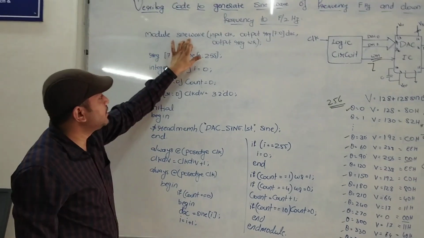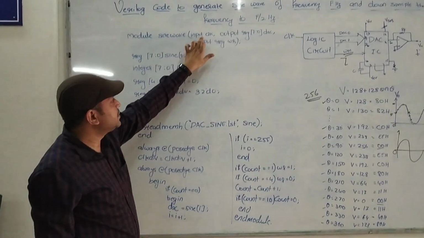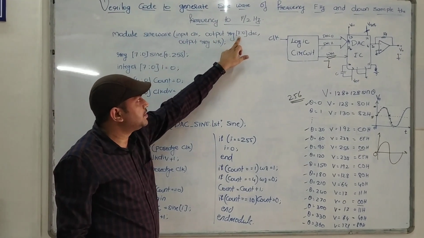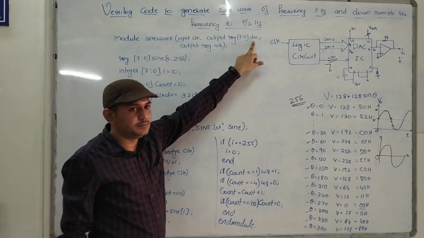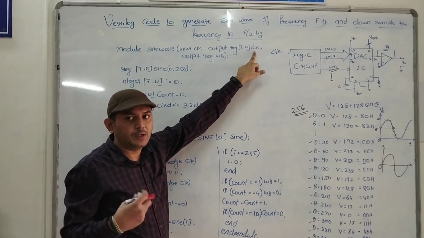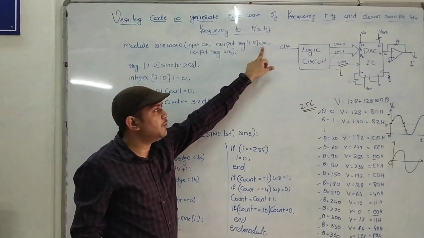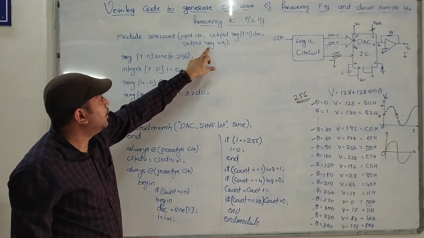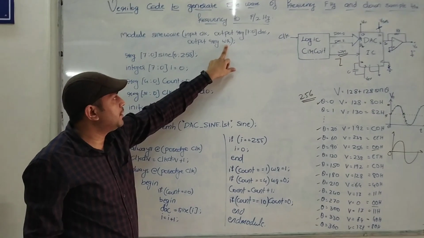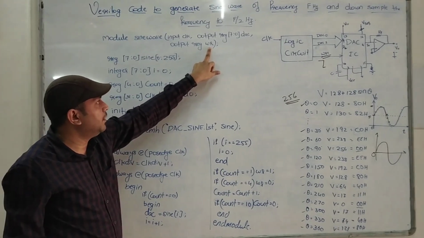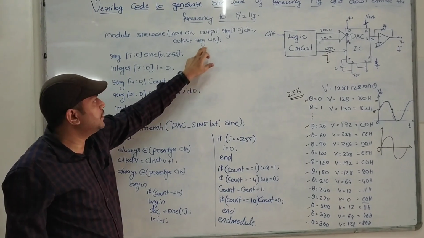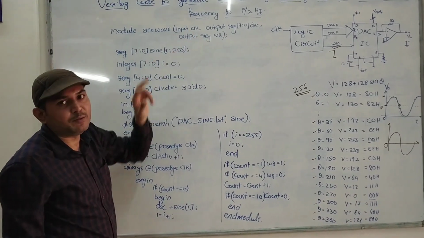Now let's understand the program. Module sine wave is my module name. The only input is the clock. Output is 8-bit digital data which I named DAC, since it is the digital data given to the DAC IC. And a register value WR, the write pin, which is 1 bit and of data type reg. These are the two outputs, and the clock is the only input.